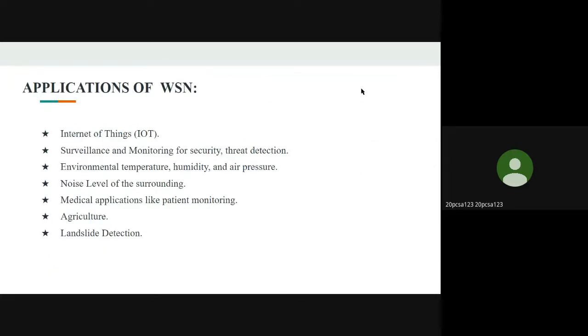Applications of wireless sensor networks. Wireless sensor networks are majorly used in a few things. Let's see about that. IoT, the Internet of Things, surveillance and monitoring of security and threat detection, environmental temperature, humidity and air pressure, noise level of the surroundings, medical applications like patient monitoring systems, agriculture, and landslide detection.